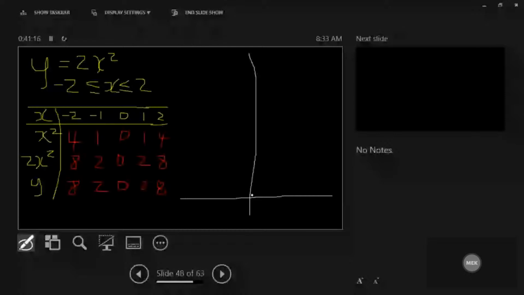So here we have 0, 0. So on the x we'll have 1, 2, 3, -1, -2, -3.